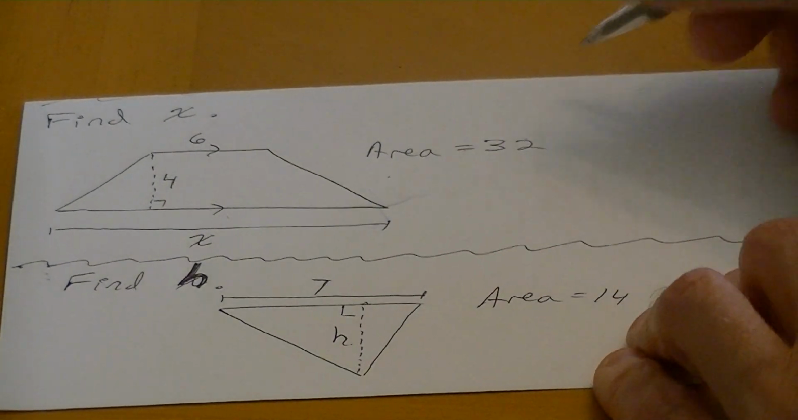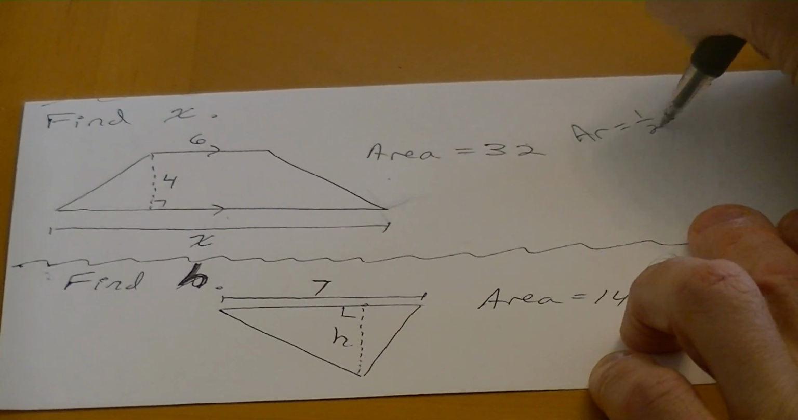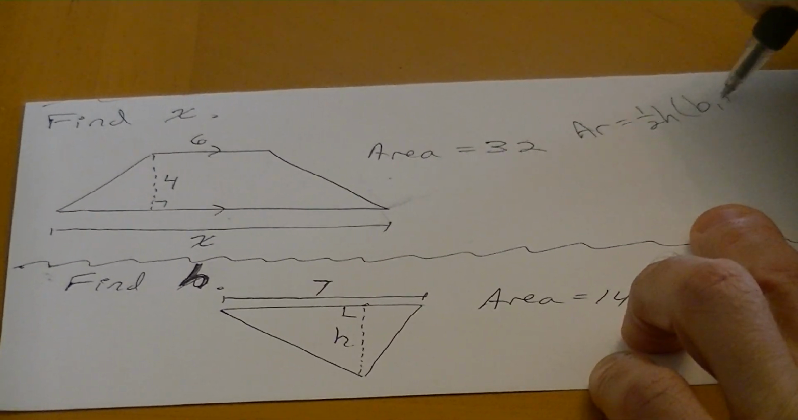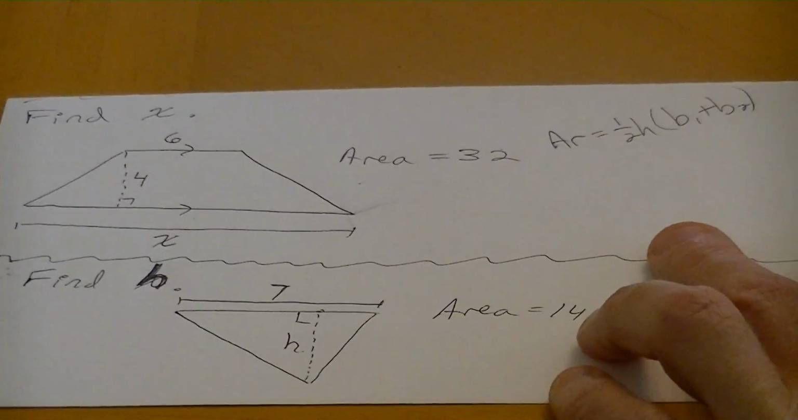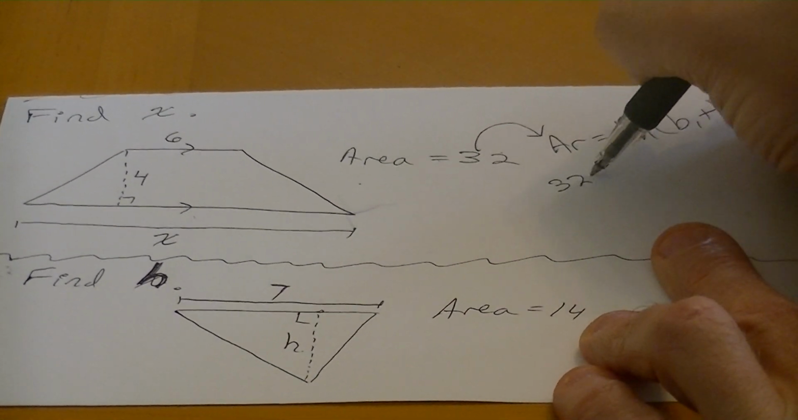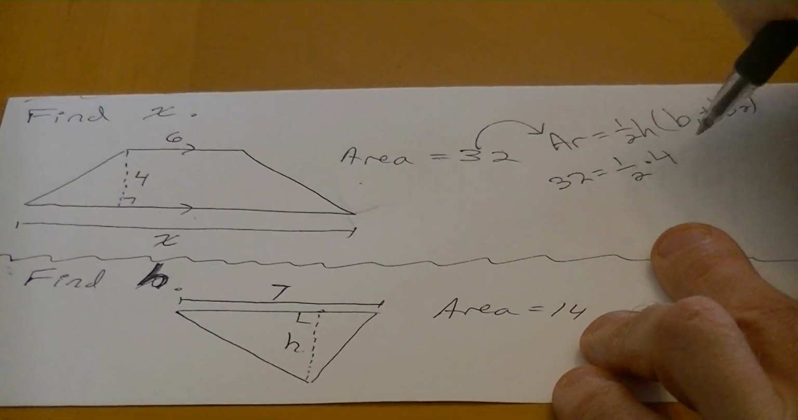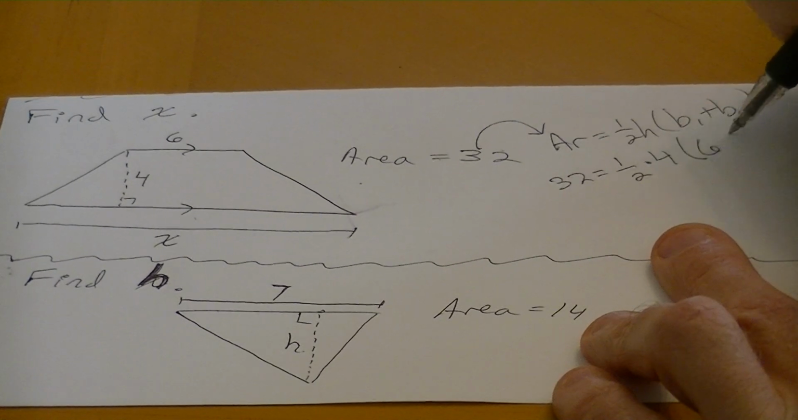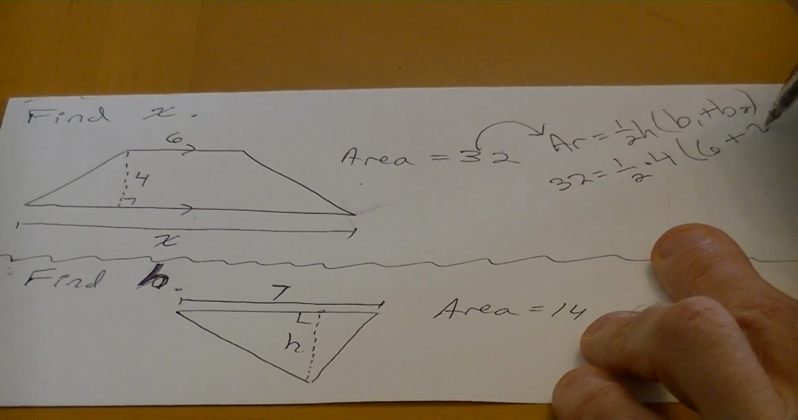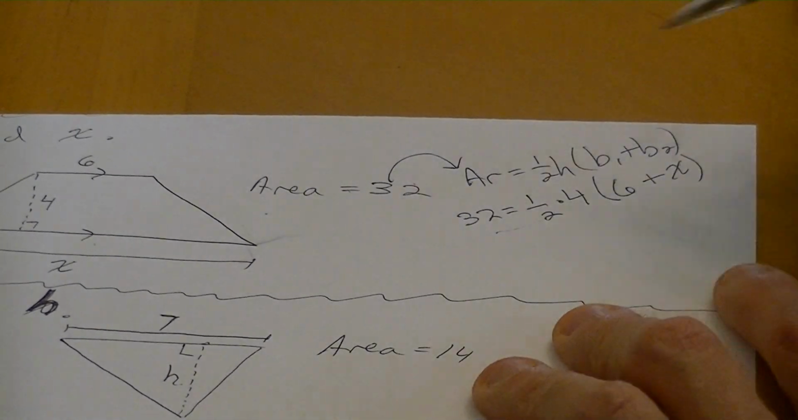All right, so let's see. For trapezoids, the area is half height times the sum of the bases. I'm going to fill in everything I know. I know the area is 32. I know the height is 4. I know one of the bases is 6. The other base is the x that I'm looking for. So this is just a little equation I need to solve.